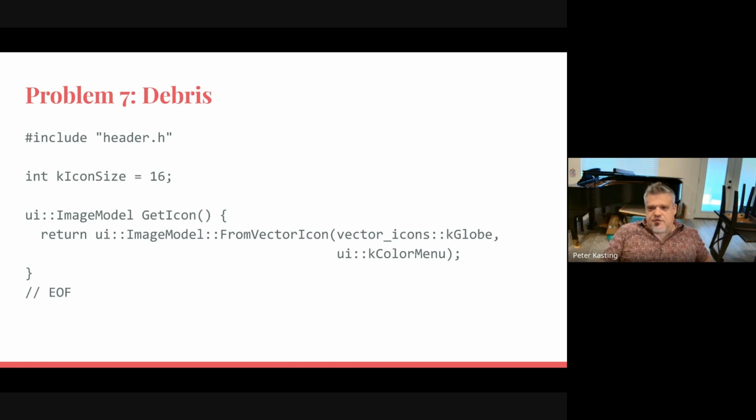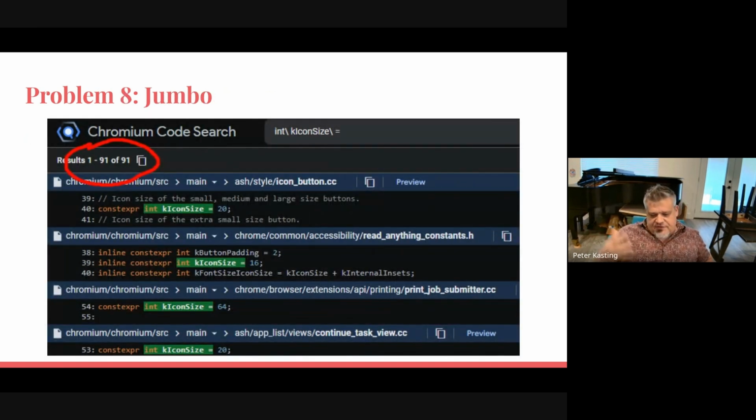Problem 7, this code compiles fine, which is a problem because your constant is not used. What does that omission mean? Did you forget to pass it? Is the code buggy? Was the constant vestigial? Is it used by some other object file and just defined here? I don't know.